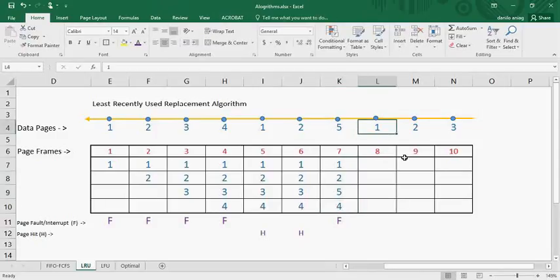And then 1 here would be requested. As you can see, 1 is already in the current page frame, so that will result in a hit. So we have 1, 2, 5, and 4, as well as the next data page, which is 2. 2 is already there, so that would result in a hit as well. So we have 1, 2, 5, and 4.